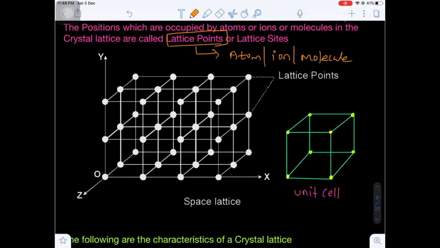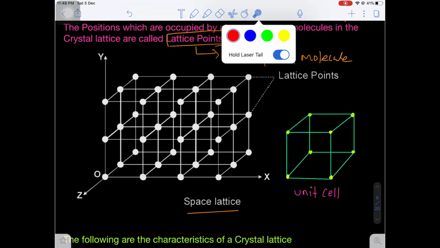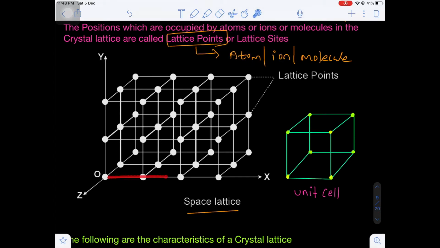Okay, so this is the simplest example regarding the space lattice. In the space lattice, what happens? Here the constituent particle, which may be an atom, ion or molecule, is repeated in the 3-dimensional axis along the x-axis, along the y-axis or along the z-axis. Are you getting my point? These are the constituent particles which are present at regular positions in three-dimensional space. These constituent particles are nothing but the lattice points. These points are known as what? Lattice points. Are you getting my point?